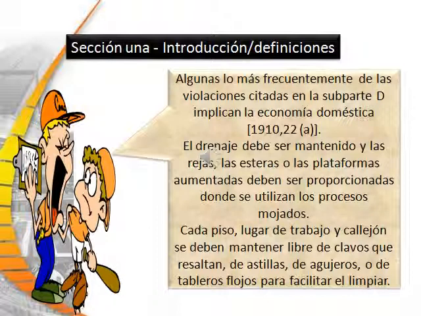Some of the most frequently cited violations in Subpart D involve housekeeping. In 1910.22(a), drainage must be maintained and gratings, mats, and raised platforms must be provided where wet processes are used. Every floor, working place, and passageway must be kept free of nails, splinters, holes, and loose boards.